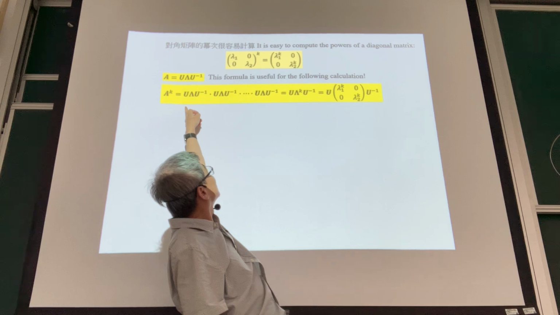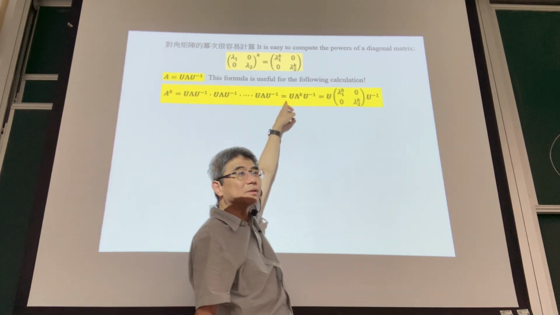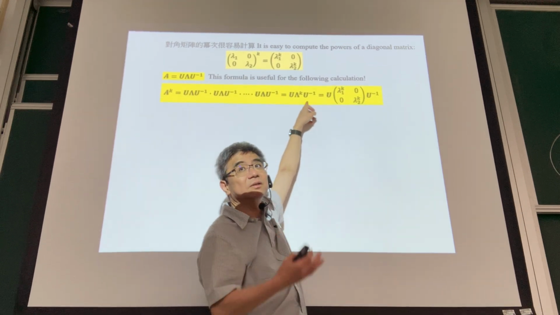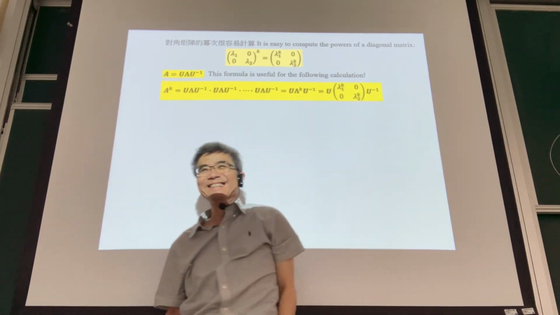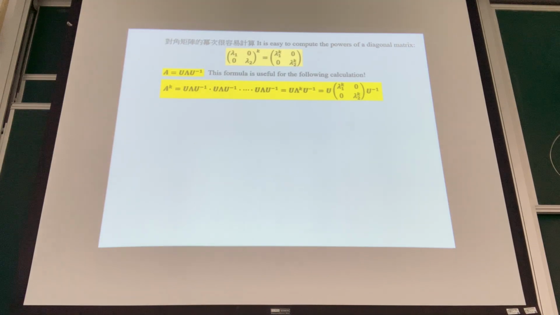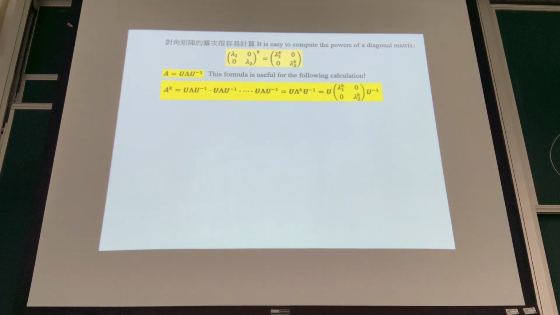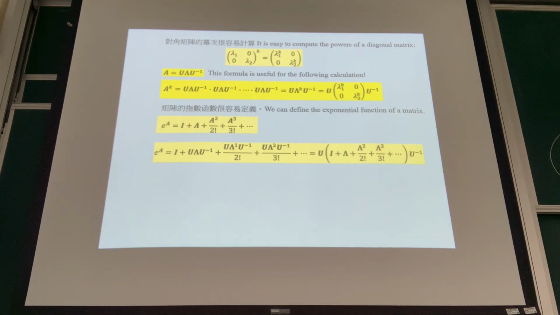But the first U will survive. The final U minus 1 will survive. So the answer is so simple. U times lambda to the k, U minus 1. Okay, so I got a formula to calculate A to the kth. Not only U to the kth.